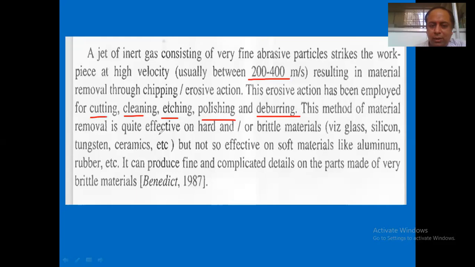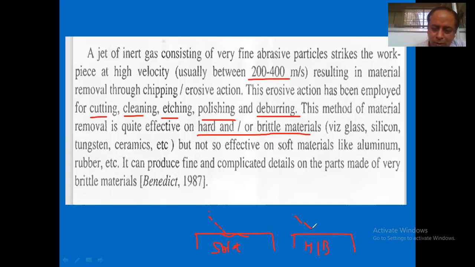This method of material removal is quite effective on hard materials. We do not use this process for soft materials like aluminum. Normally, this process is used for hard and brittle materials. What is the reason behind this? Why do we use hard and brittle materials? If you apply this process on a soft and ductile material, what is its tendency? If something strikes it, it normally changes its shape, so you can have a dent on it. But if you apply the same thing on a hard surface, the surface is hard and brittle.